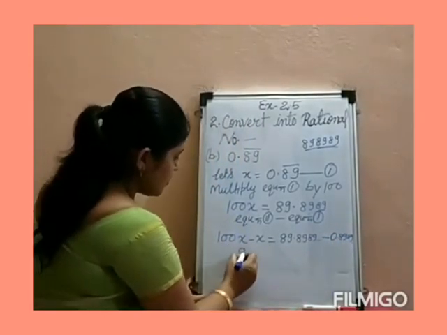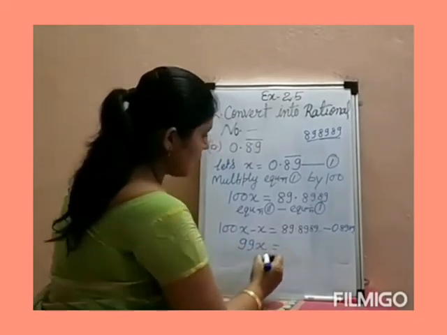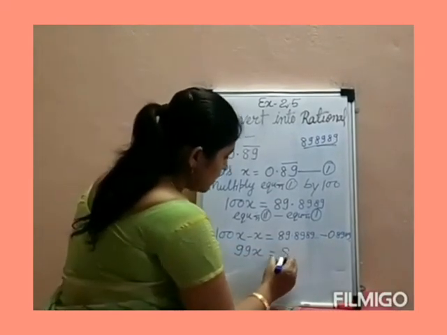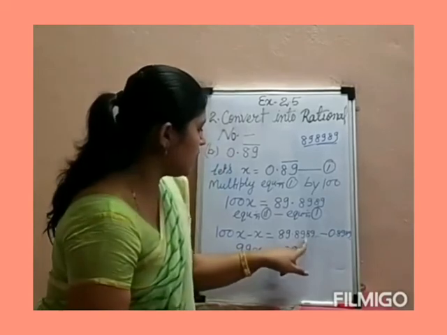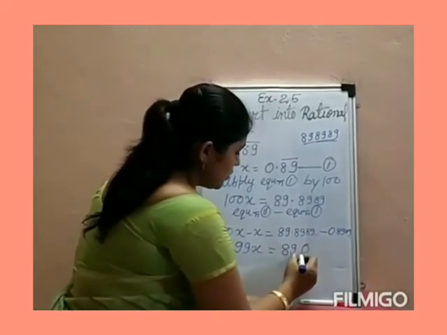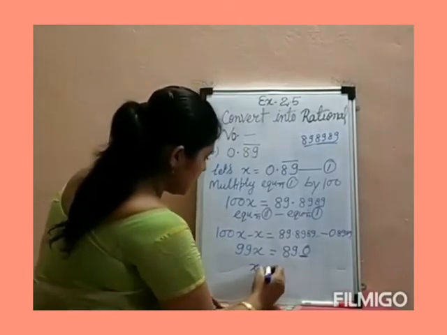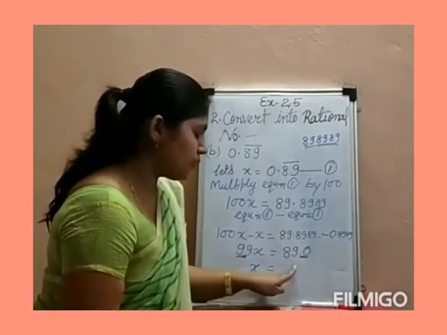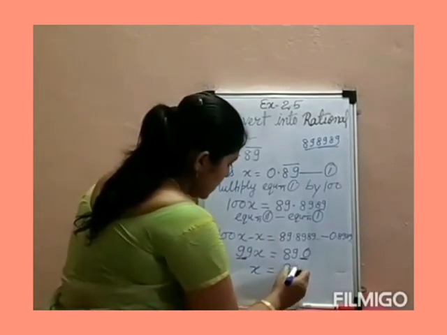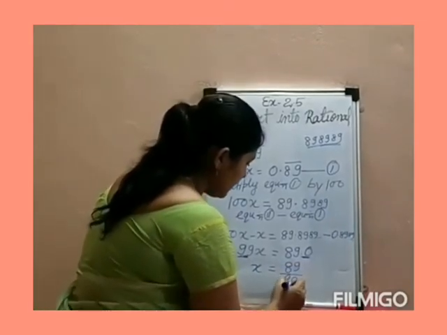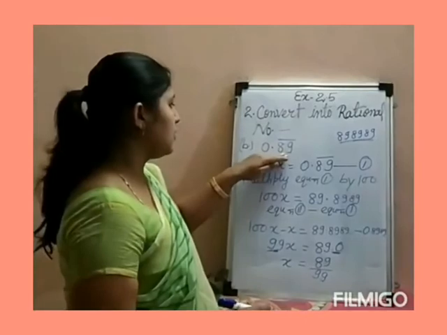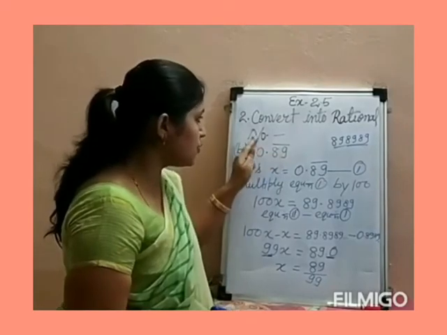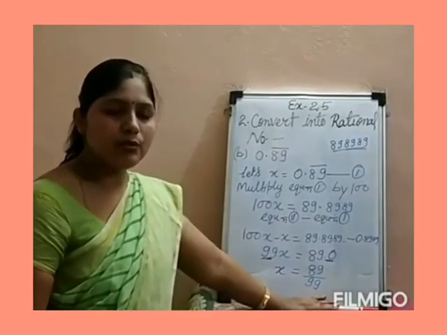100x minus x is equals to 99x, and 89 minus 0, before decimal only 0 here, so 89, and after decimal 8989 minus 8989 will be 0. So no need to write this one. x is equals to, because this is in multiplication, I'm going to transfer it after equals to, it will be in division, 89 upon 99. It means we have converted the given decimal into a rational number. So the rational number will be 89 upon 99.